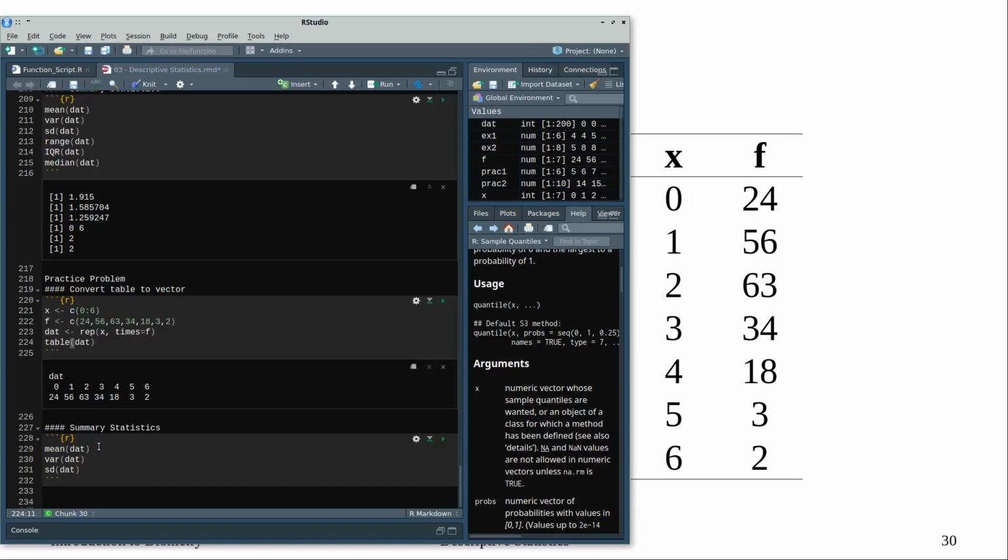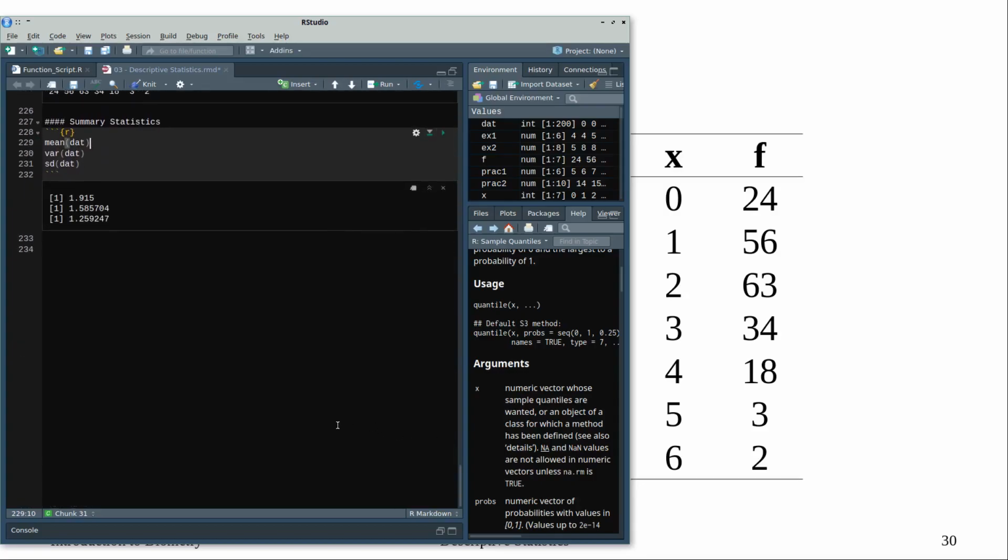Then for the summary statistics, all that I have to do is issue the mean function, the var function, and the sd function on that vector, and I can get all of these data. And as you'll see, I get the exact same numbers.